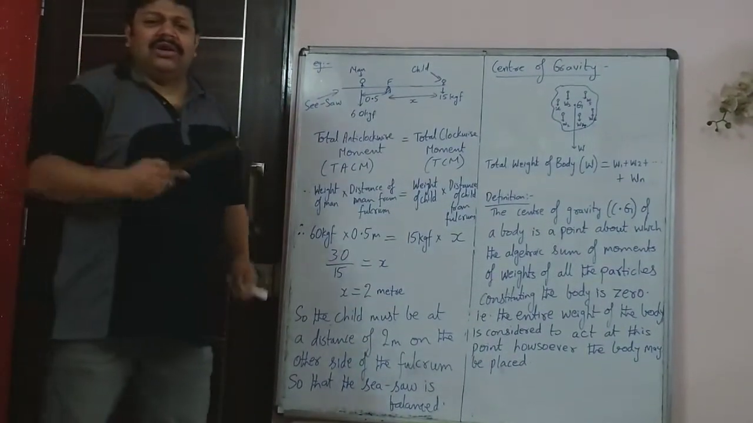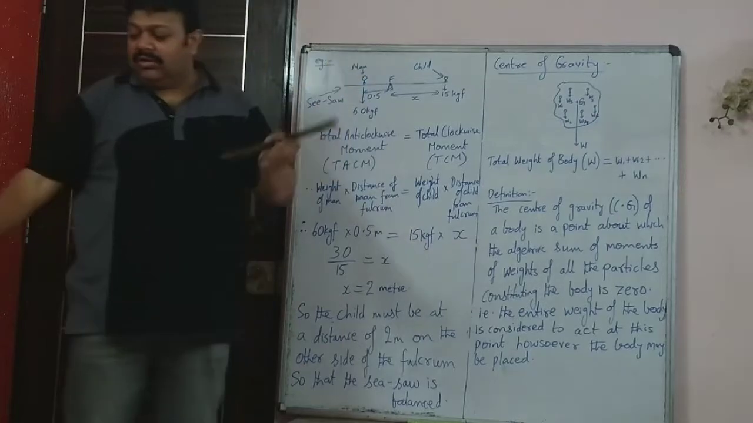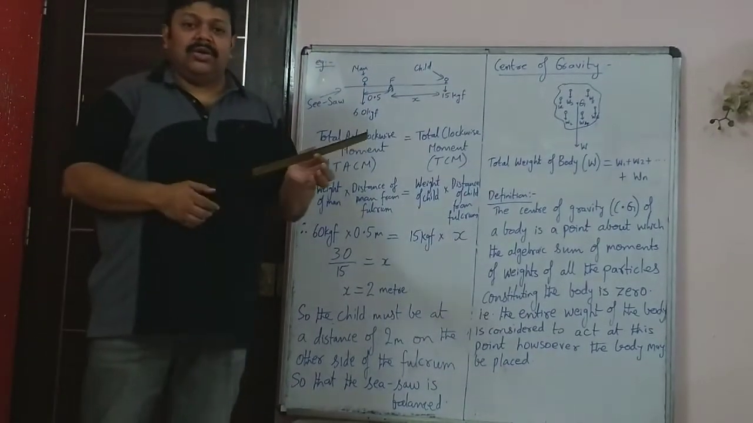Now simply to understand it, let's consider this ruler. This is a uniform ruler.